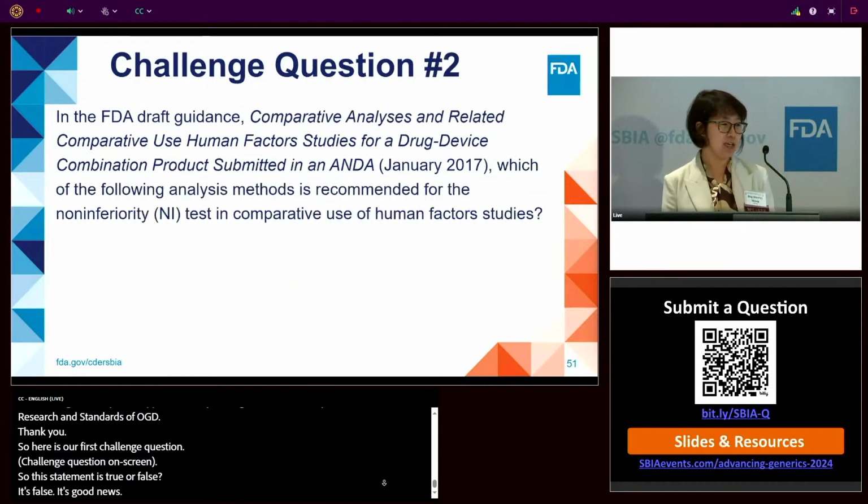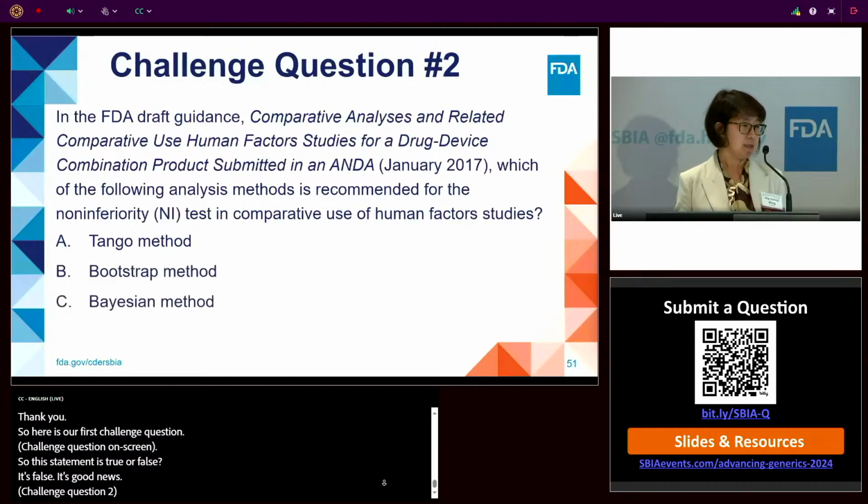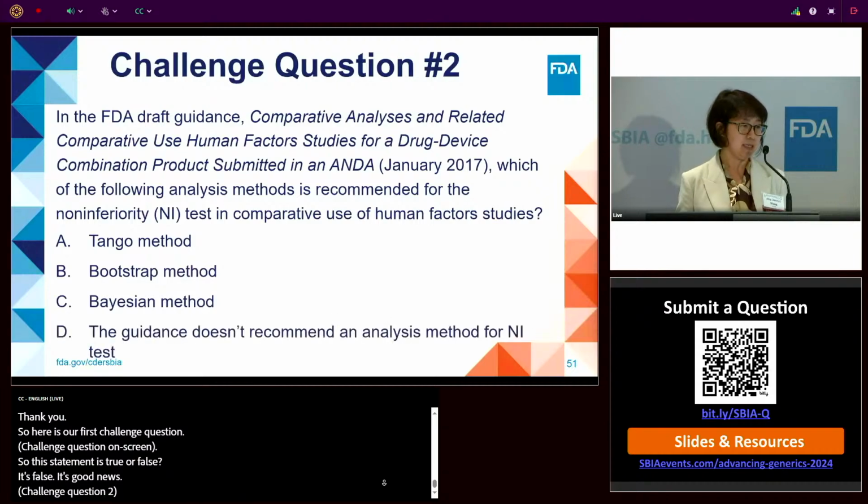So the second challenge question is, in the FDA draft guidance, which of the following analysis methods is recommended for the non-inferiority test in comparative use human factor studies? We have some options. First is the Tango method. Second is the bootstrap method. Third is the Bayesian method. And option D is the guidance doesn't recommend an analysis method for the non-inferiority test.